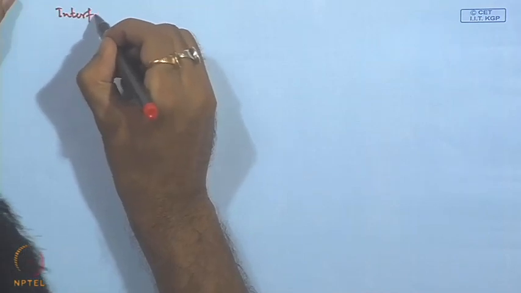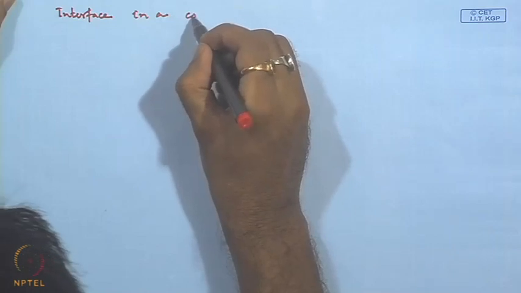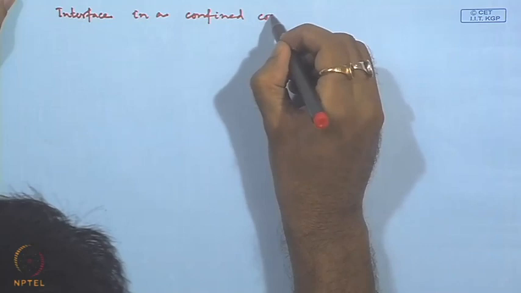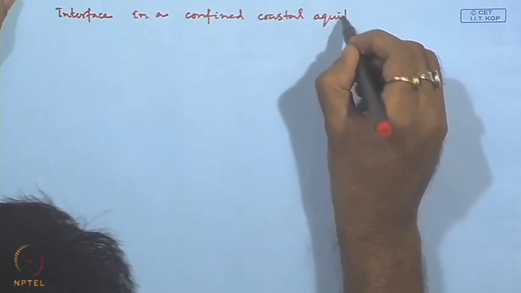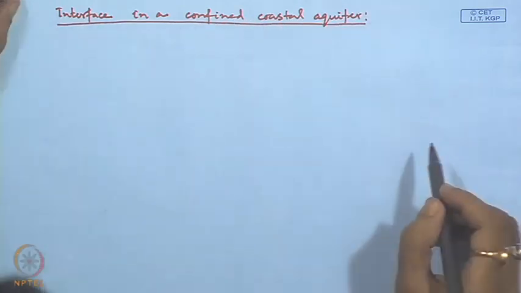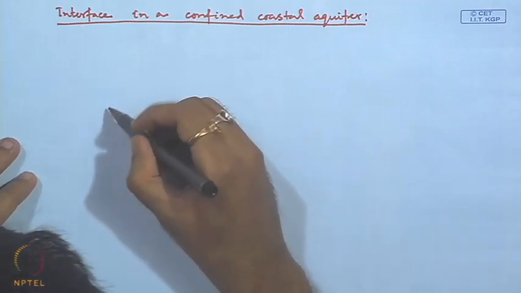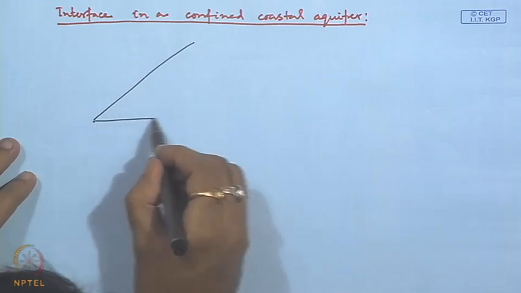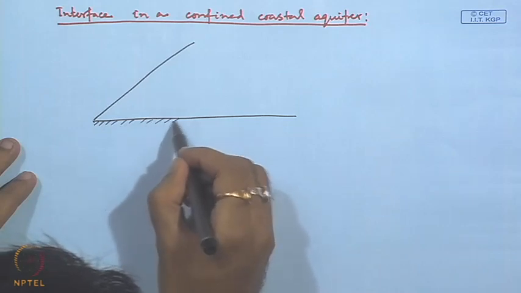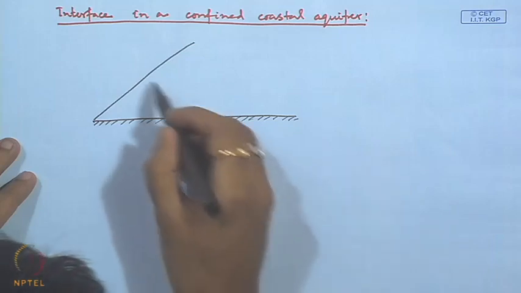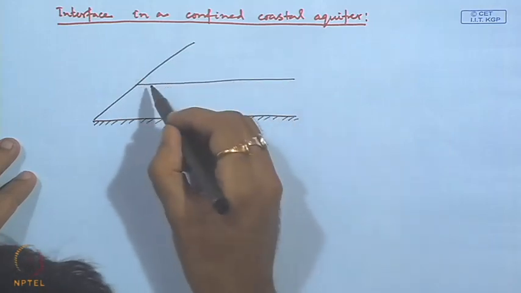So, let us consider a case of a confined aquifer, and for this condition we will try to find out the nature of the interface in a confined coastal aquifer. So, let us draw the conceptual picture. We have a horizontal bottom, which ensures horizontal flow in the aquifer towards the sea.